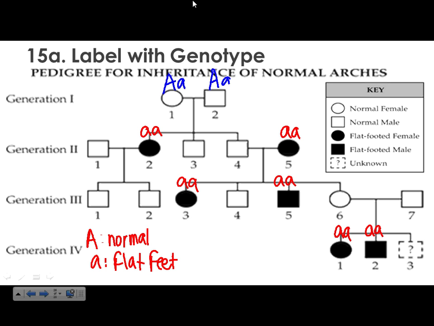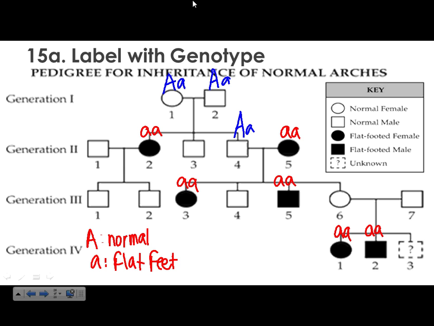Now, if we look at generation 2, first let's look at individual 4. So individual 4 could be big A, big A, or big A, little a. If they were big A, big A, they couldn't have children who are little a, little a, because one of those big A's would always be inherited by their child. So this man, individual 4, can't be big A, big A because he has children who are flat-footed. So he must be big A, little a. That's the only possibility that will allow him to have flat-footed children.